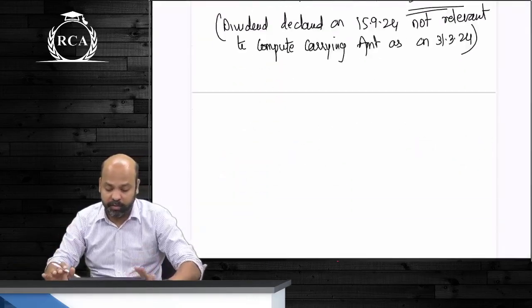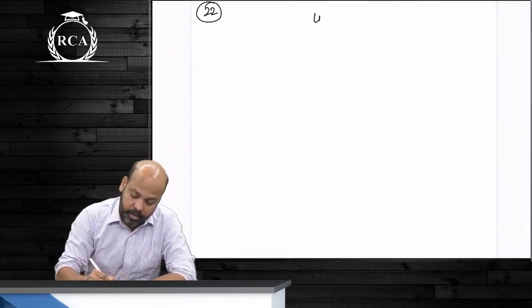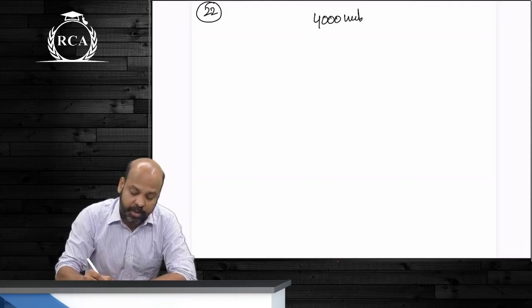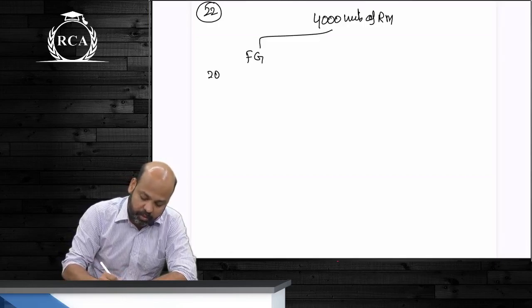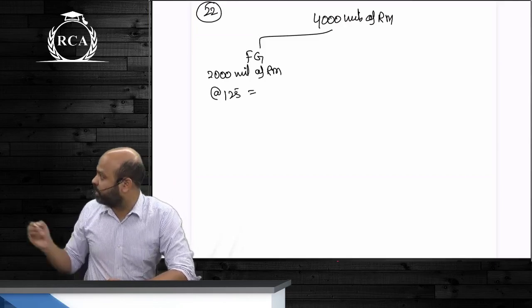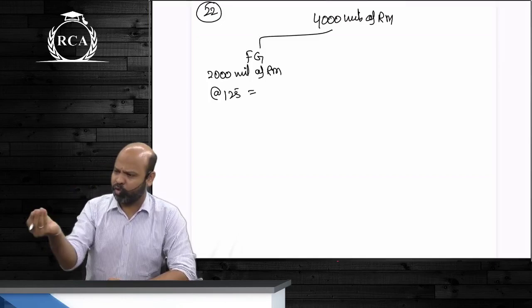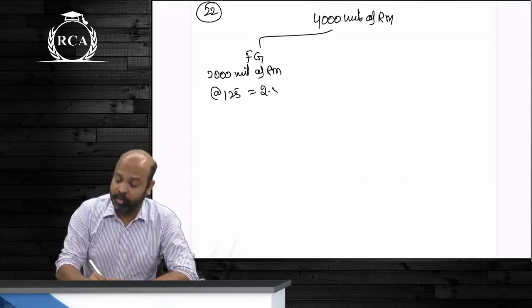Now pay attention, guys. So how many units of raw material did we buy? 4,000 units of raw material. Out of this, 2,000 units of raw material were used to manufacture finished goods. Yes or no, guys? At 125 rupees cost. How much will that be, guys? Listen once, it is an exam question, copy later. 2,000 into 125 is 2 lakh.